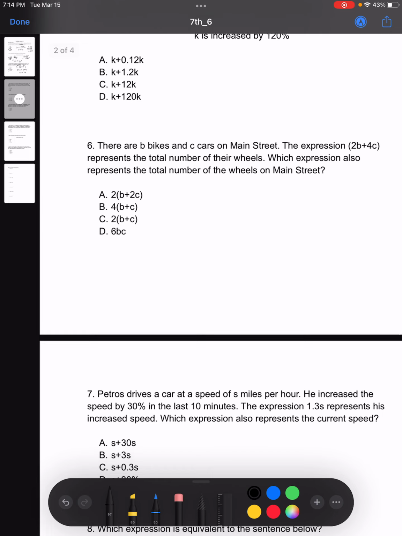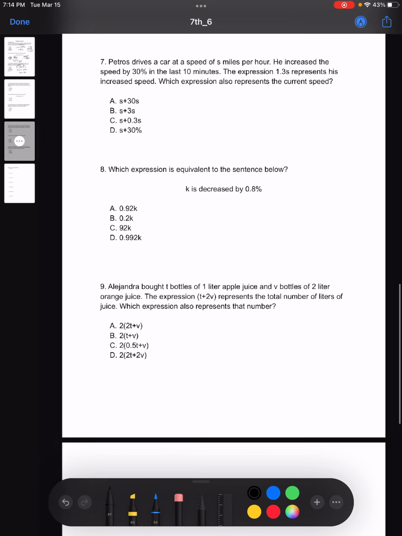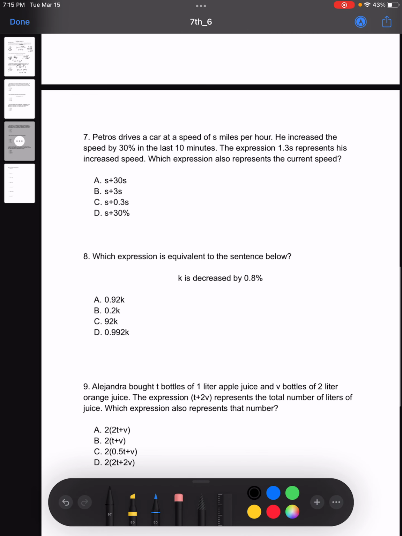You can try the rest on your own. And let's go ahead and look at number 7. Petros drives a car at a speed of S miles per hour. He increased his speed by 30% in the last 10 minutes. The expression 1.3S represents his increased speed. Which expression also represents the current speed?